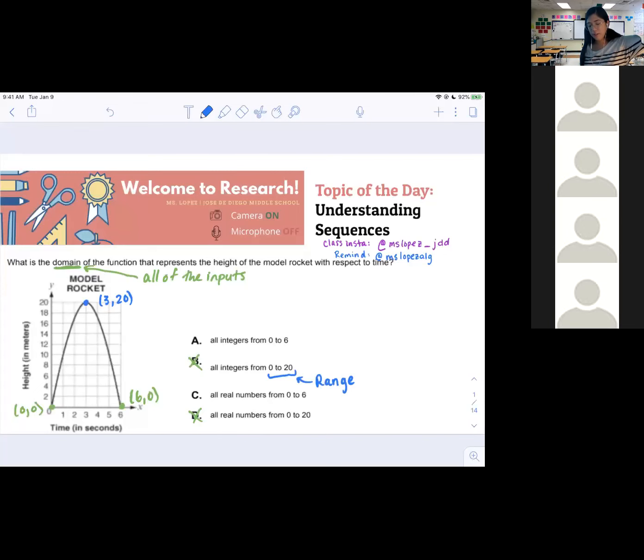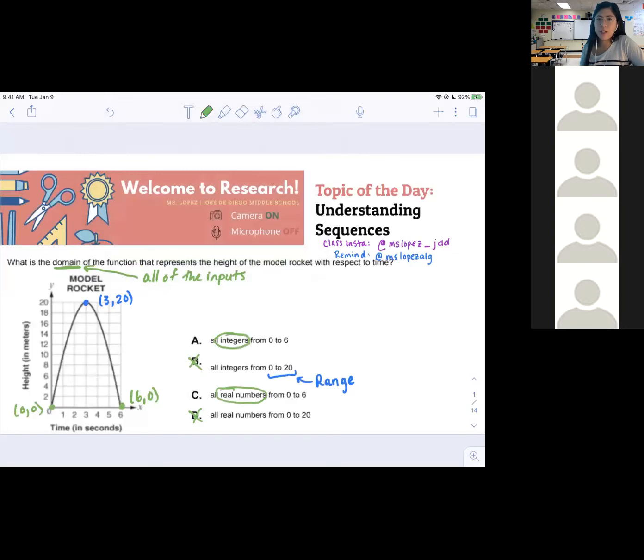So B was actually not the correct answer, but now if you chose B, see if you can change your mind. Is it going to be A or is it going to be C? Think about it again for another 30 seconds and then we'll decide on our answer. Okay, so the only difference between A and C is, are we talking about integers or are we talking about real numbers?